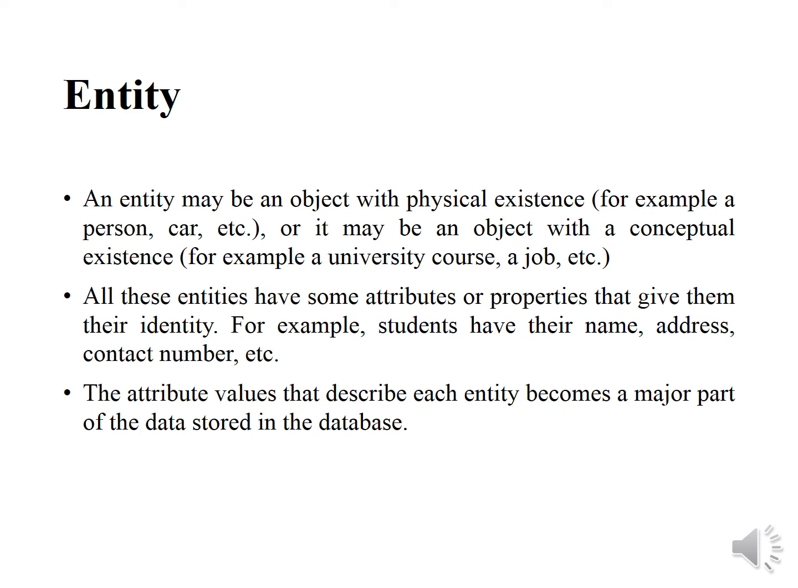All these entities have some attributes or properties that give them their identity. For example, students have their name, address, contact number, etc. So the student entity can record the data of thousands of students. The attribute values that describe each entity become a major part of the data stored in the database.